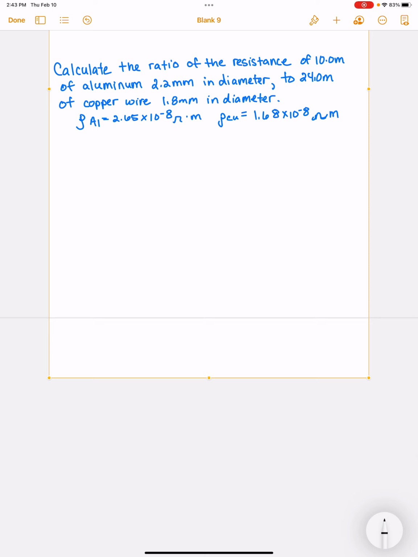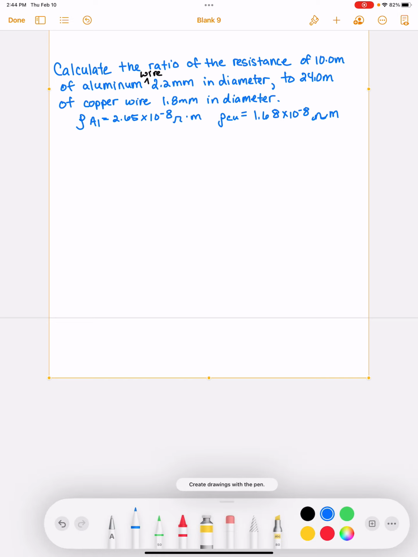So now we're going to calculate the ratio of the resistance of 10 meters of aluminum wire, 2.2 millimeters in diameter, to 24 meters of copper wire, 1.8 millimeters in diameter.